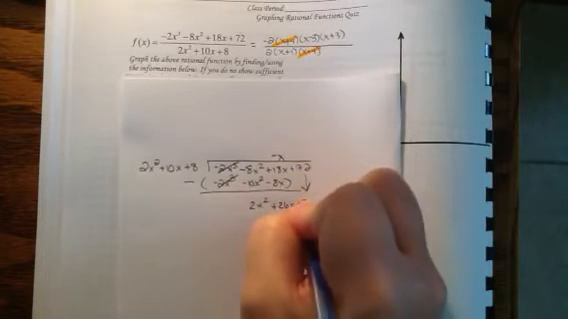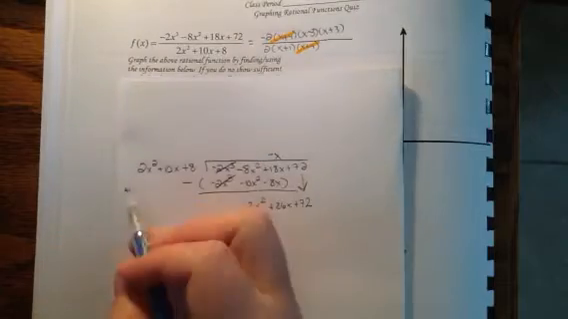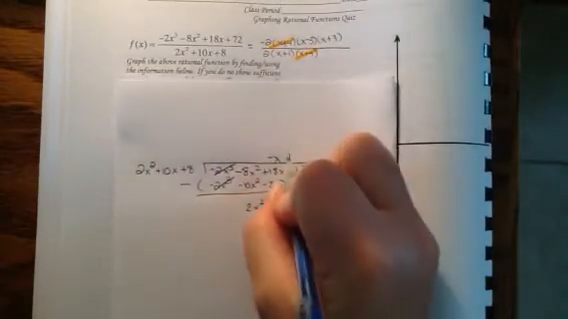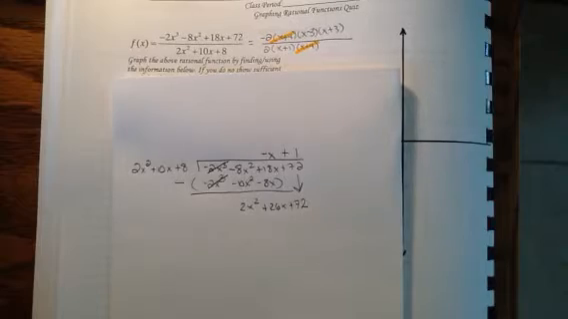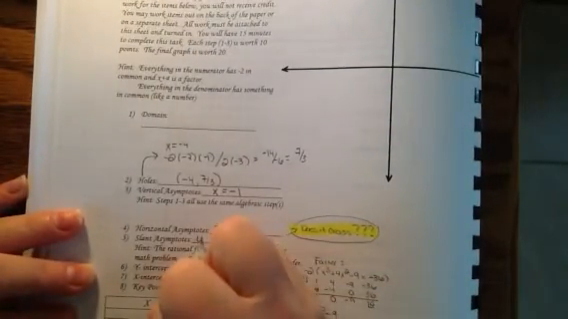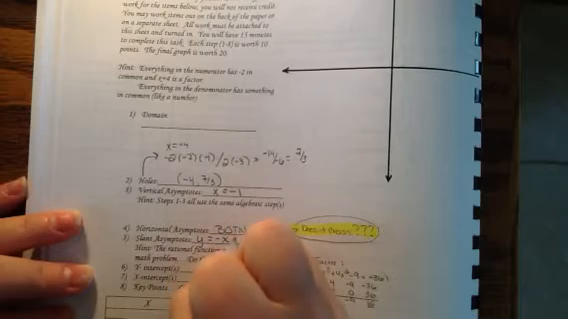And then you have to bring down the 72. And then how do you make 2x squared look like 2x squared? Well, you multiply by a +1 and then you stop, because anything after this point is going to be the remainder, and I don't care what the remainder is. So this is my slant asymptote. If I go over to my paper, I have a slant asymptote of y equals -x plus 1.